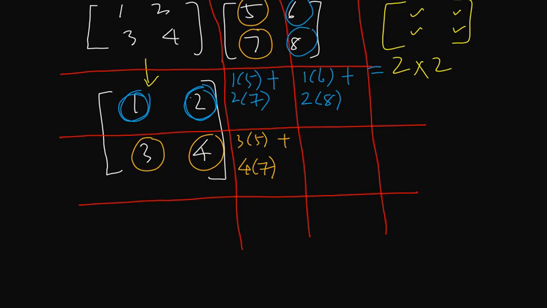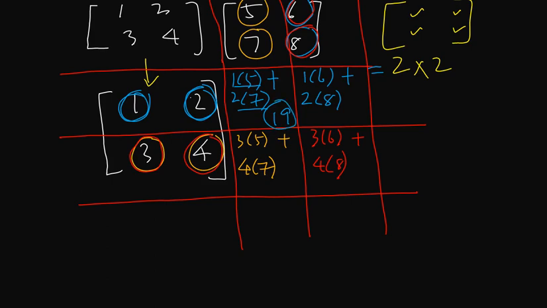Then the next one will be 3 times 6 plus 4 times 8. And then you add that one, what do you get? 5 plus 14 will be 19.